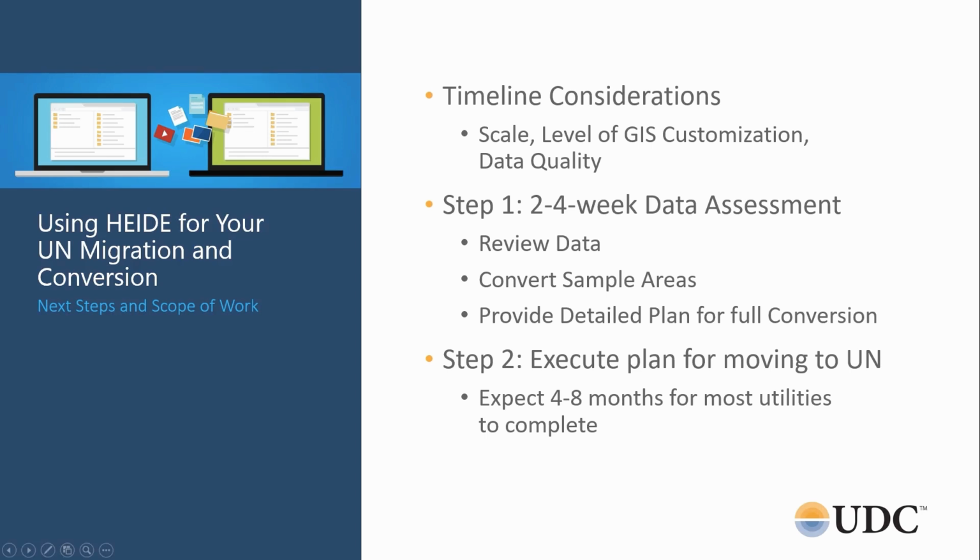A quick final few points of interest if you're interested in using HEIDE to support your migration. Any timeline is always dependent on the scale of the migration, how much GIS customization you have, and how good your source data is. But it's really easy to get started with a 2 to 4 week data assessment where we review your data, perform some test conversions, and then provide a detailed plan for full conversion. The next phase would be actually executing that full conversion plan. Most utilities are going to take 4 to 8 months. It could be more, it could be less. Again, it's really going to depend on how much and what exactly you want to do.